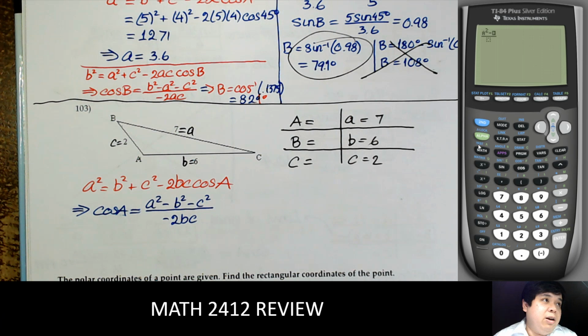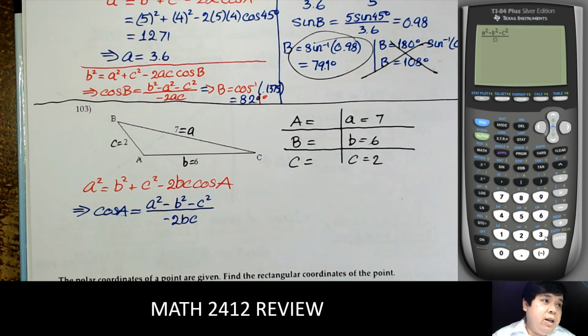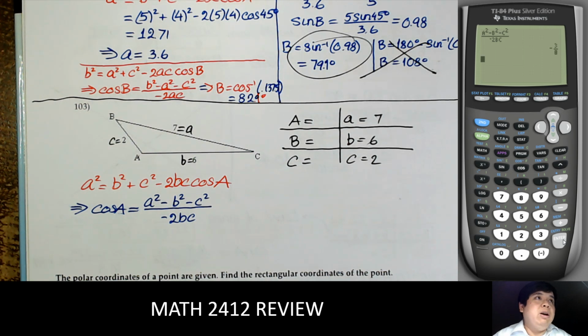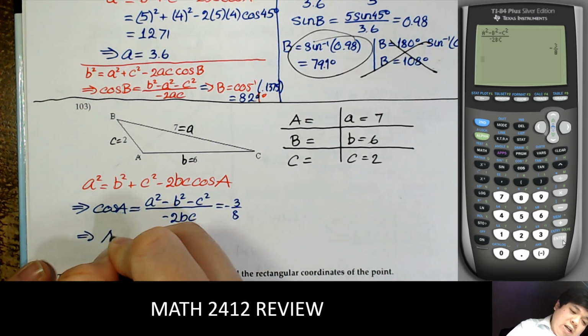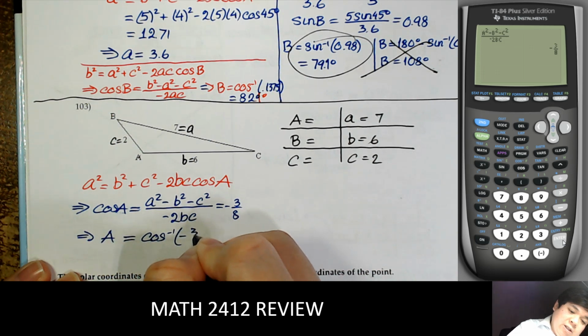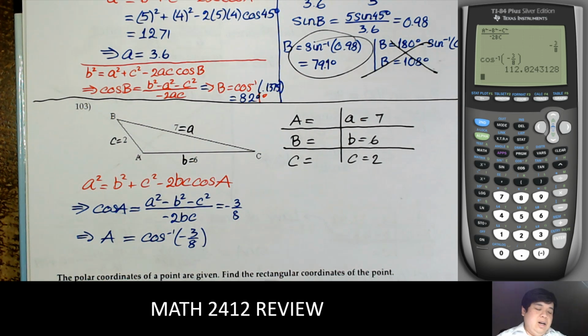A squared minus B squared minus C squared over negative 2BC. We have negative 3 over 8, and we just take the cosine inverse. That gives 112 degrees.